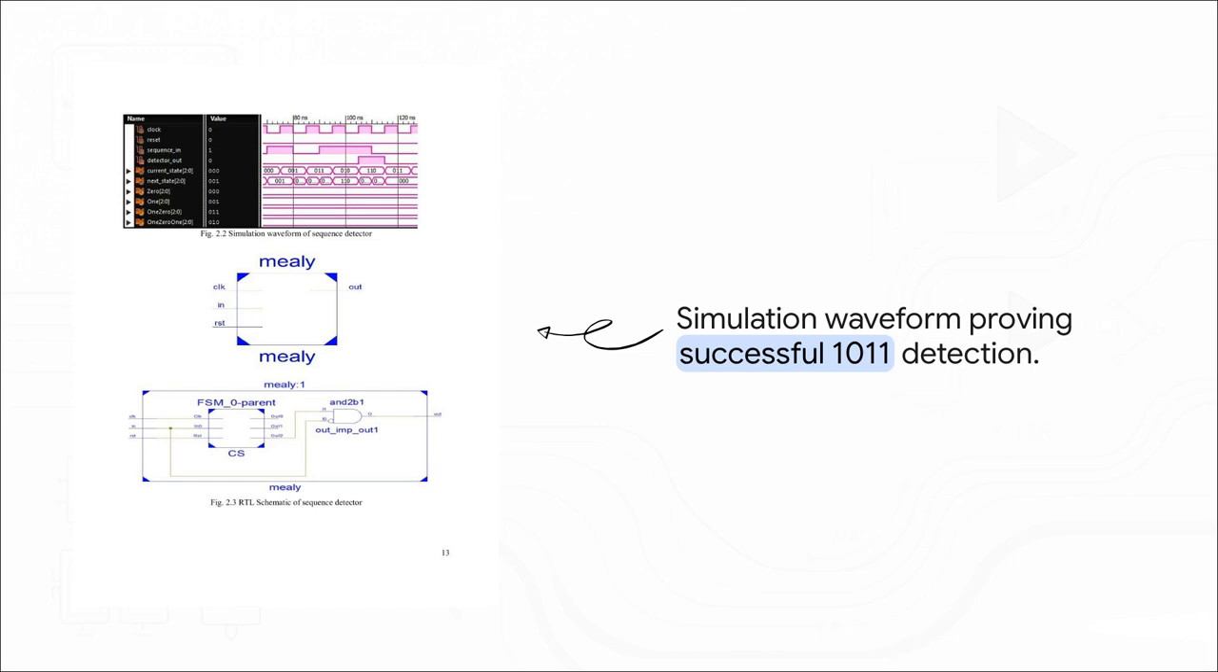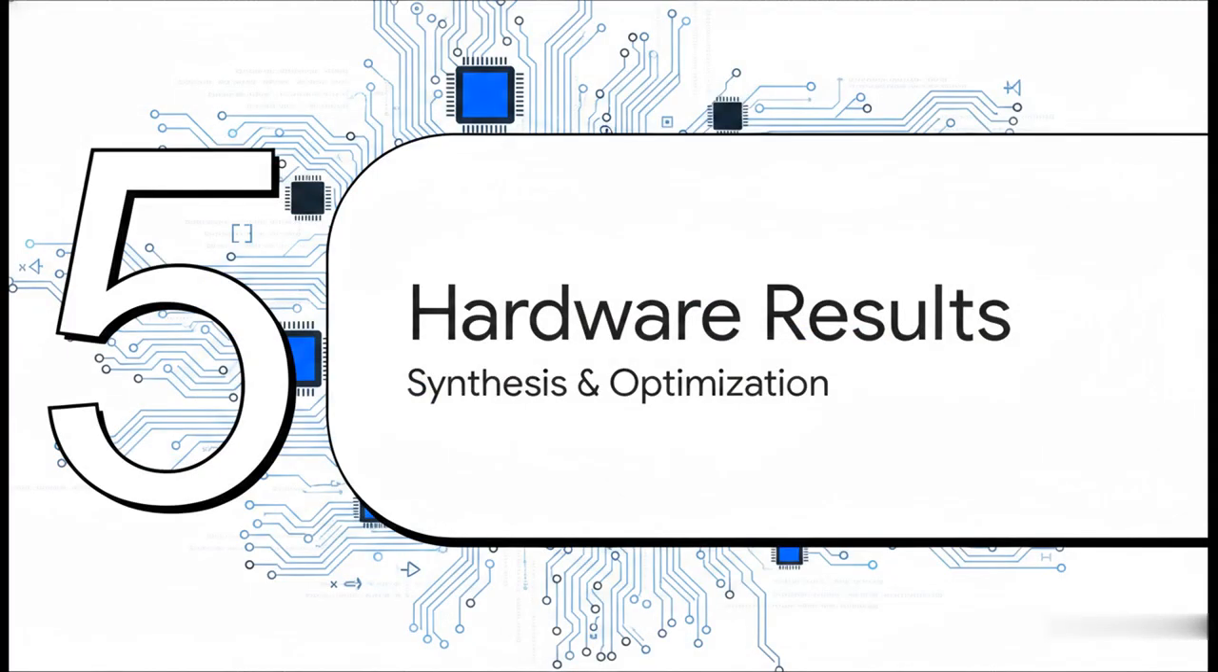Now drop your eyes down to the detector out row. See that beautiful spike where the line jumps high? That is the exact moment our simulated FSM caught the full 1011 sequence. It works. Section 5, synthesis and hardware results.